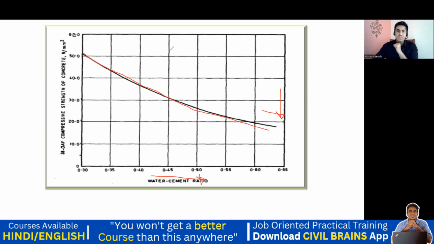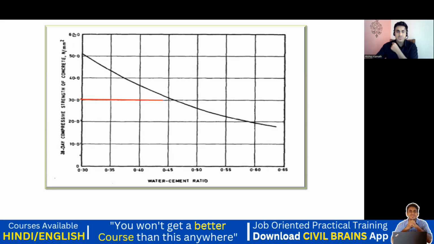So what is the physical significance of this? For example, let us say you have prepared a concrete, and let us consider I have a water cement ratio of 0.45. Let us say I have prepared a concrete which is M30 grade. Now corresponding to the M30 grade, I'll plot it. So this is M30, this is M20, M10, M40 and so on.